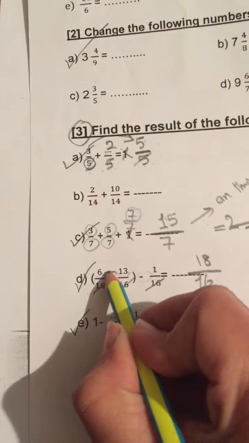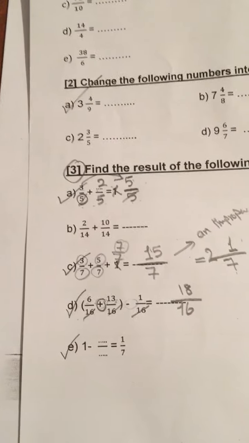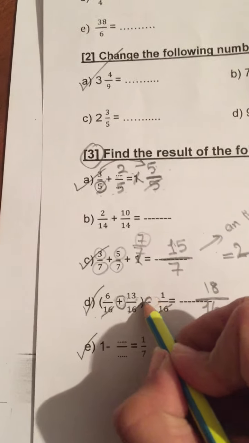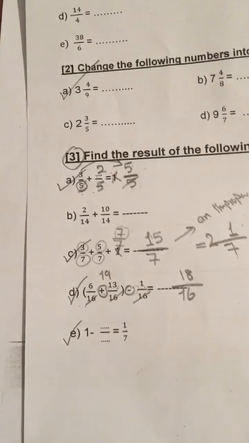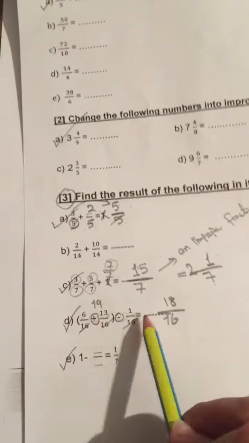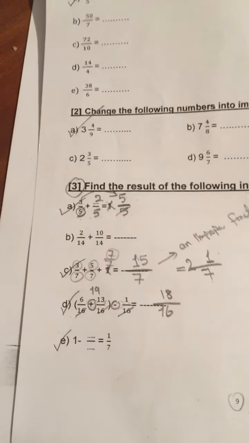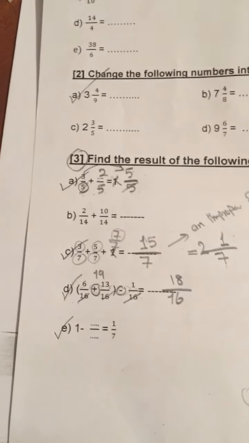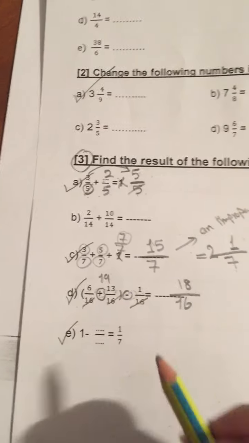So don't forget, after adding 13 plus 6 equals 19, I'm going to subtract 1. 19 minus 1 equals 18. Okay? So don't add all of them. You have to circle the sign in order to know what you are going to do. If you are going to add or you are going to subtract. So 6 plus 13, 19 minus 1, 18.